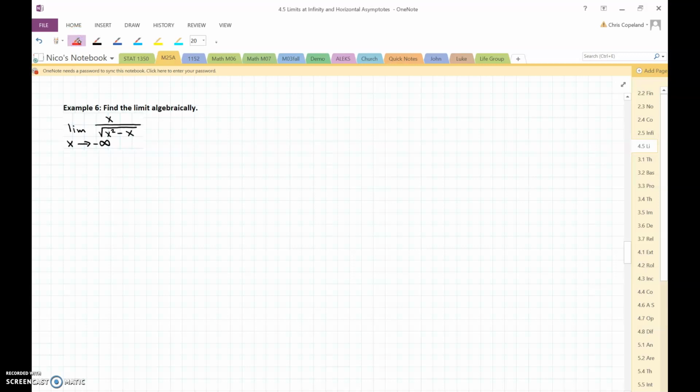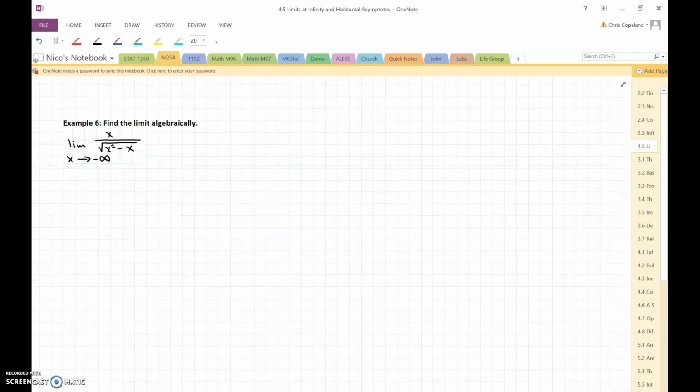Example 6, find the limit algebraically. Okay, so we're going to do some algebraic manipulation. So I'm going to do the limit as x approaches negative infinity, and the numerator and the denominator, every term in there, I'm going to divide it by the square root of x squared.